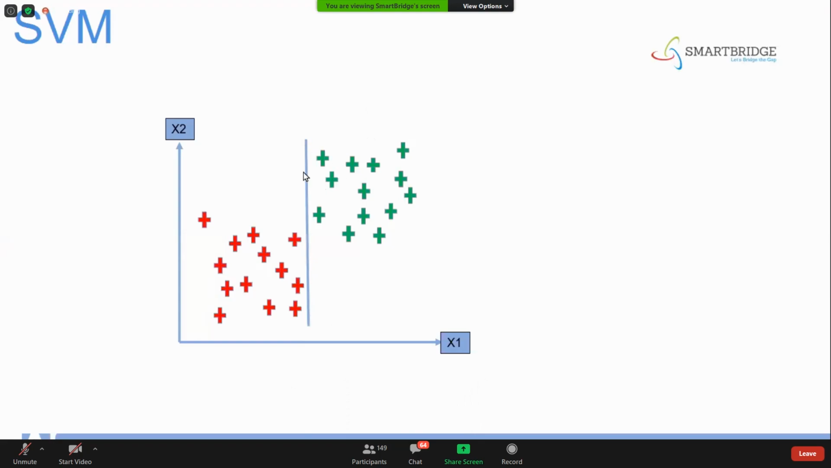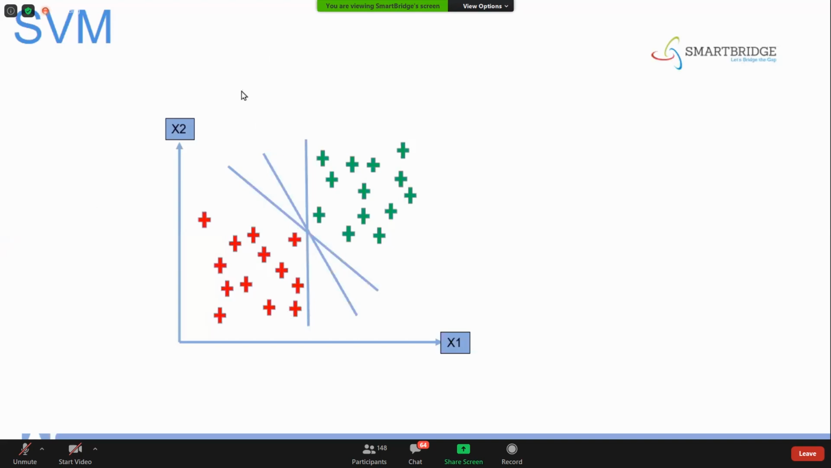If the point lies after this line, it is considered an orange. If the point lies before this line, it is considered an apple. So can you separate the data points in this way? Not only in this way, there will be so many ways. You can separate like this, like this, in this way. There are so many ways in which you can separate this.